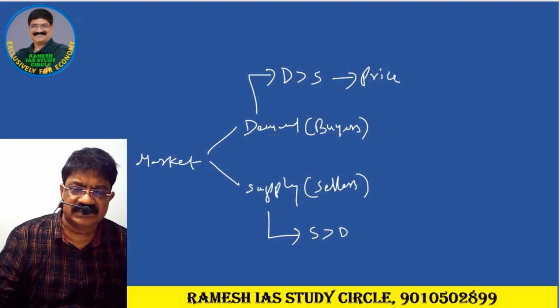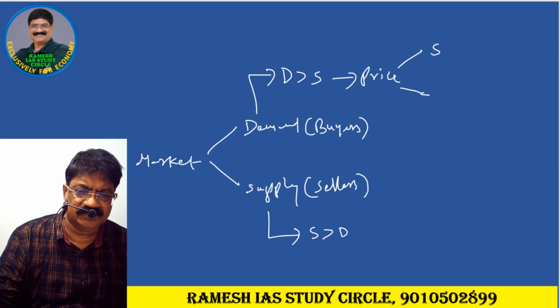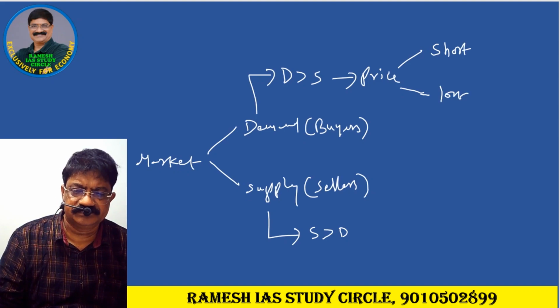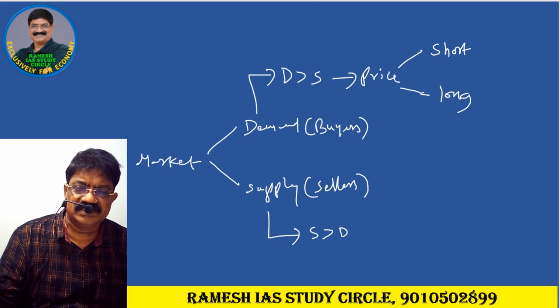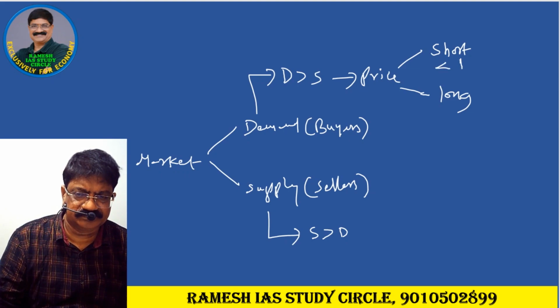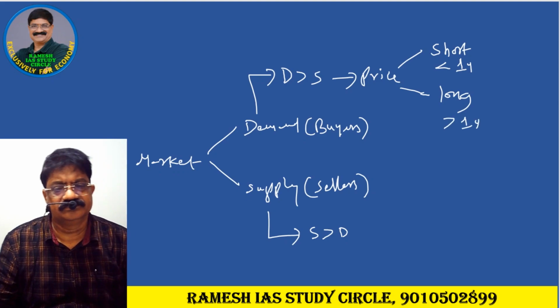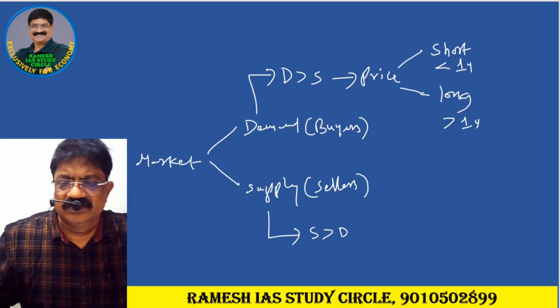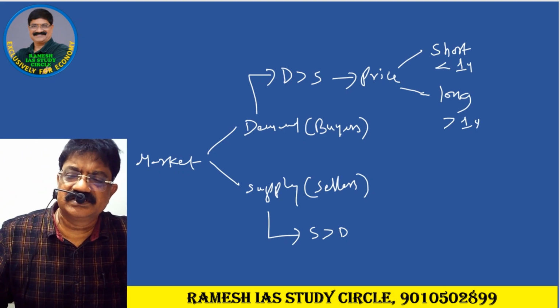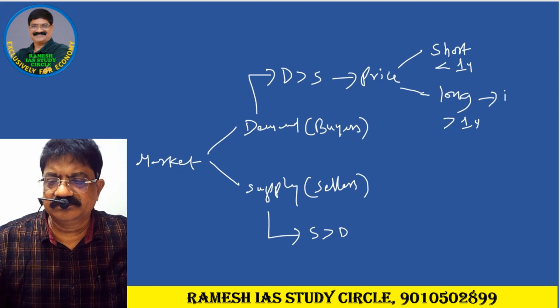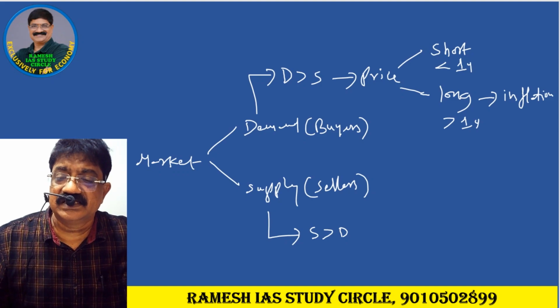When a price rise is taking place in a short period, or a price rise is taking place in a long period: short period means less than 12 months, one year, and long period means greater than one year. So whenever a price rise takes place above one year, it is inflation. And whenever a price rise takes place in a short period, it is an inflationary gap.